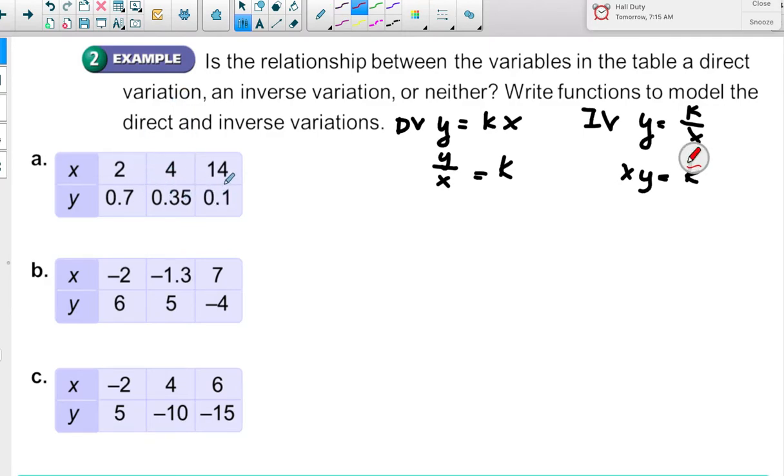Now, for me, multiplication was always easiest.